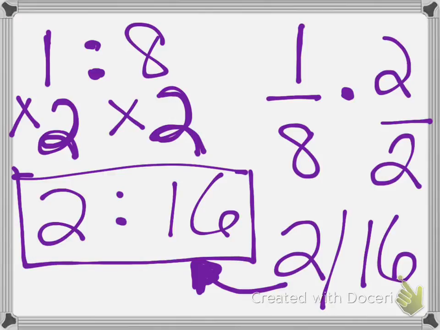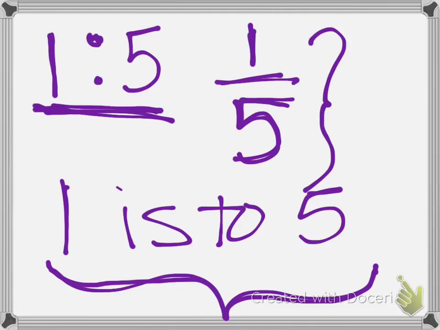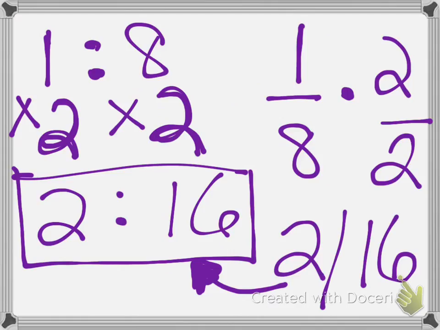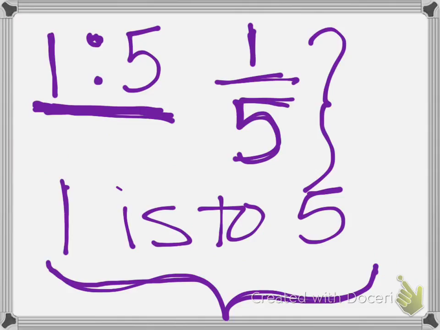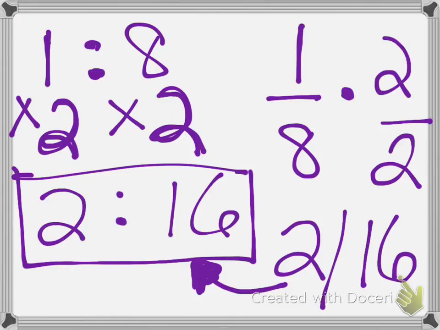That will give us 2/16, which is the same thing as 2:16, because if we go back to our examples, a fraction and a ratio with the colon are the same thing. So we cannot do it the other way, the 1:5 way, because we just can't do this. I don't know why, but we just can't do it. My teachers never told me why.